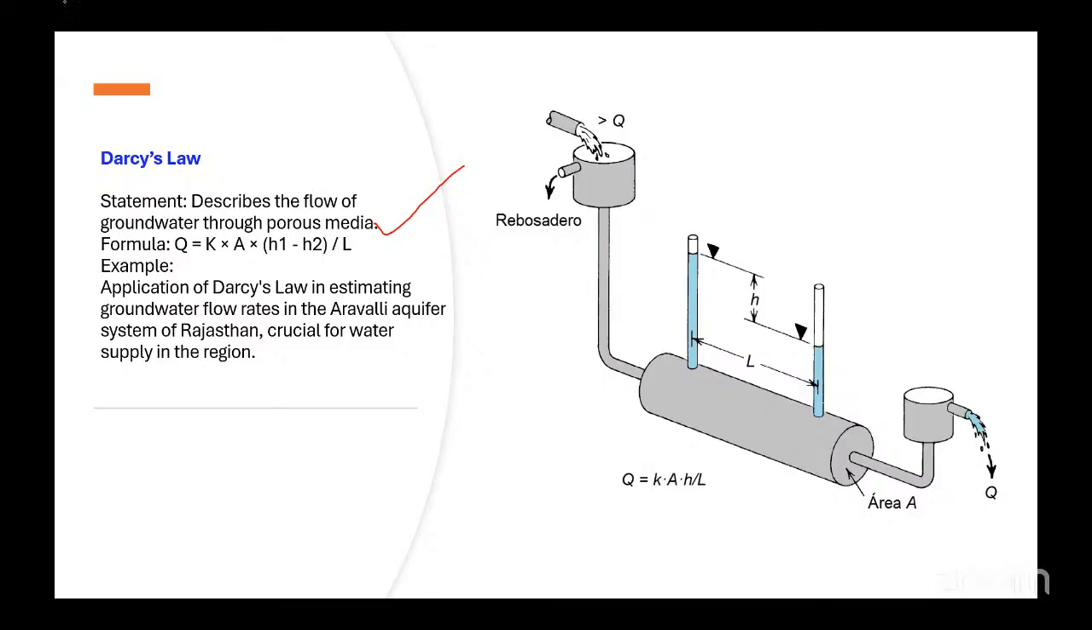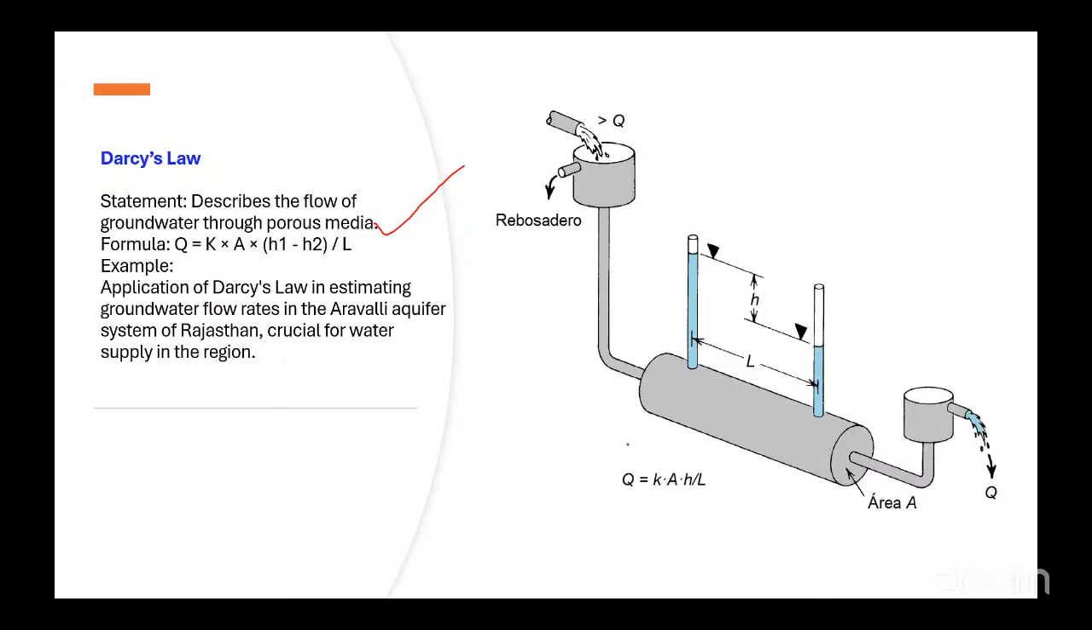The formula is Q equal to K multiply A multiply (H1 minus H2) by L. Here H1 and H2 are the heights at the two ends of the porous media, L is the length of the porous media, A is the area of the porous media, and K is the transmissivity. So this is Q equal to K into A into (H1 minus H2) by L. This is called Darcy's law.